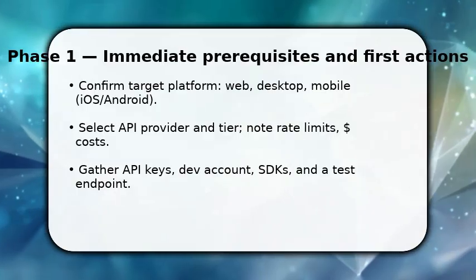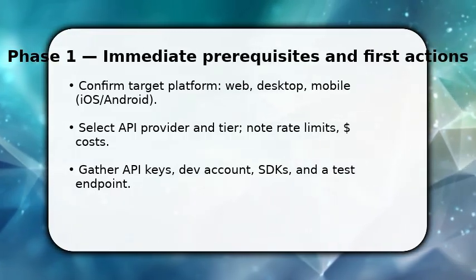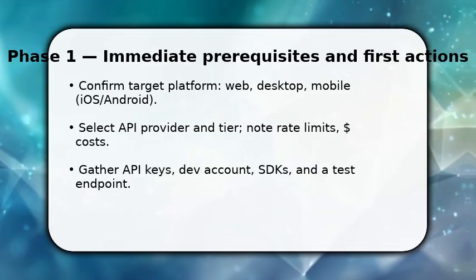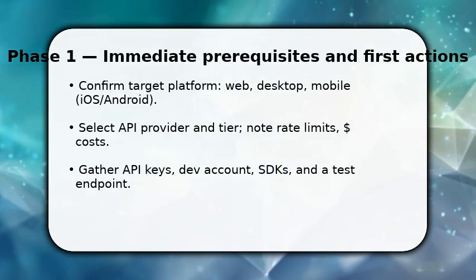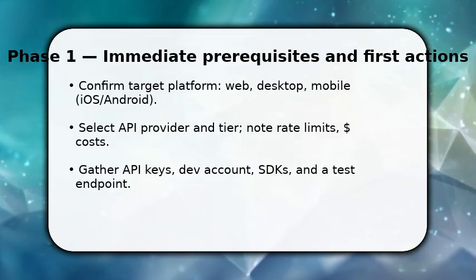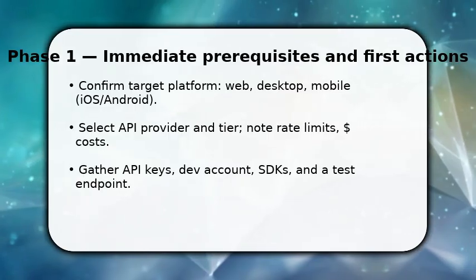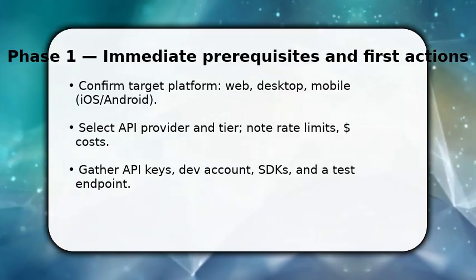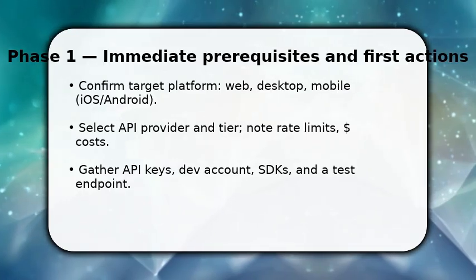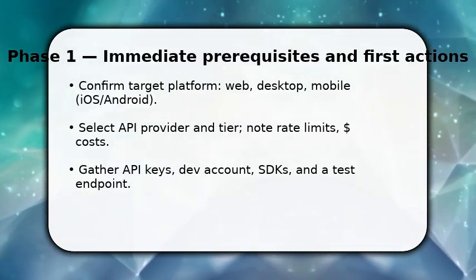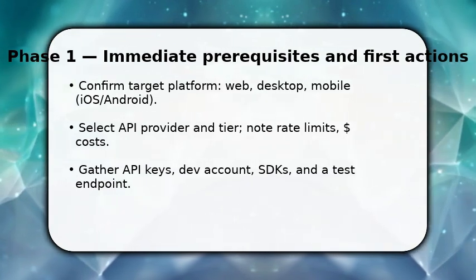You begin by verifying prerequisites and taking the first actionable steps now. Check the platform you want the chatbot client on: web, desktop, or mobile, and choose an API provider and pricing tier that fits usage. Once done, create a developer account and generate API keys. Store them securely. Make sure to install the provider SDK or HTTP client and set up a simple test endpoint so you can confirm authentication and basic request/response flow immediately.